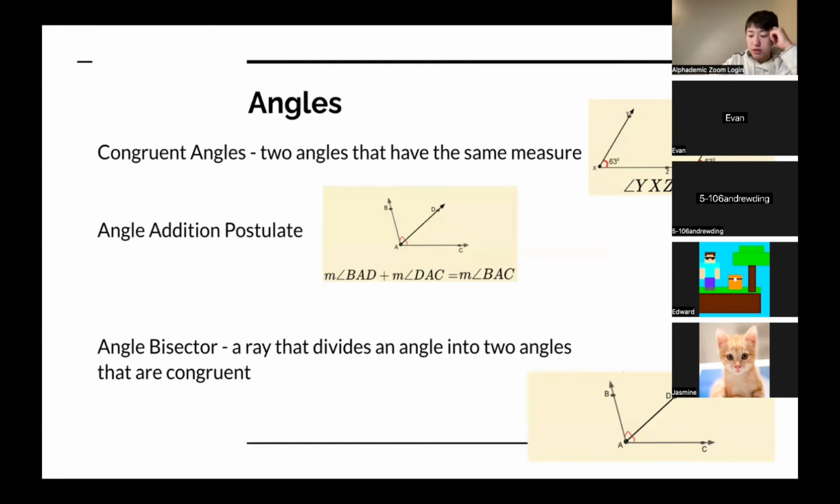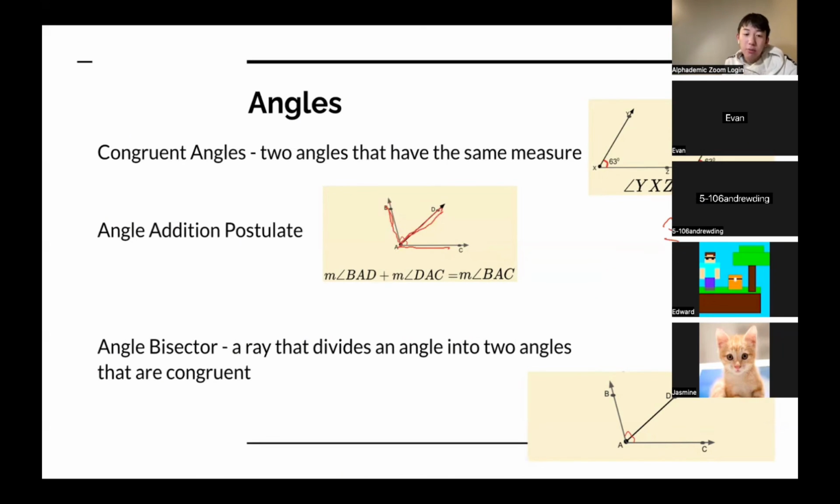Next up, we have some other stuff about angles. So we have congruent angles, two angles that have the same measure. And again, you would show congruency by using the equal sign with the little squiggly line on top. And then the angle addition postulate just says that when you add two angles together, so for example, BAD and DAC, you can see right here, they add up to BAC. It just means that when you have two angles that make up a larger angle, those two angles will add up to the larger angle.